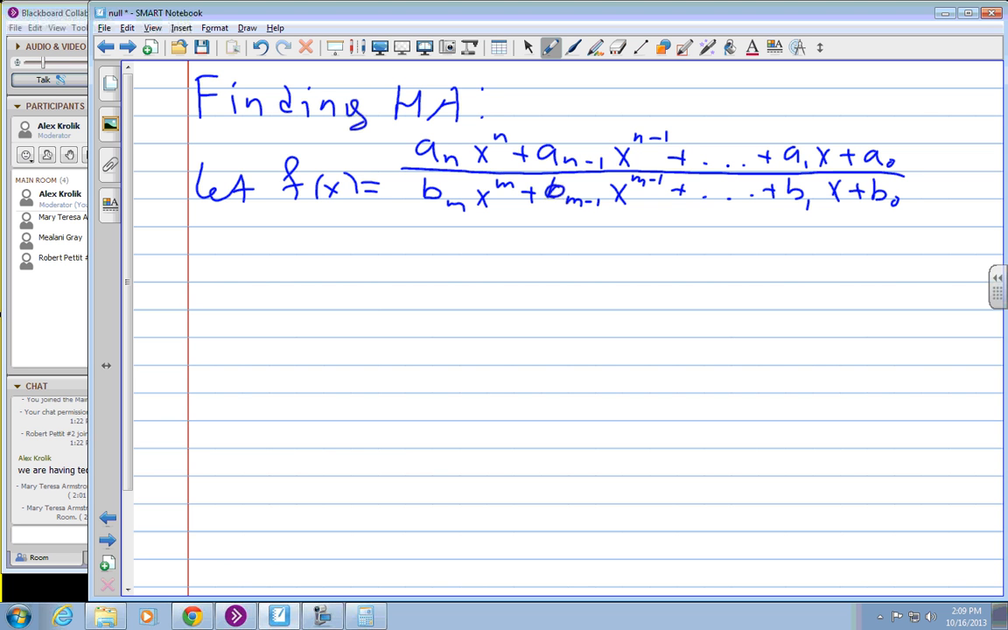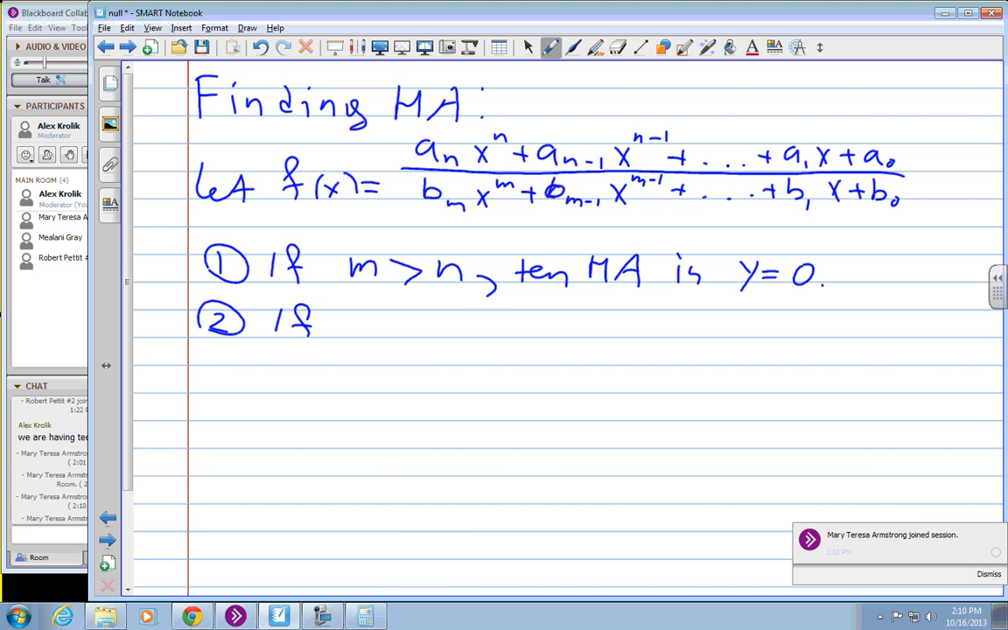So now, if m is greater than n, meaning degree of the denominator is bigger than degree of the numerator, what did we agree horizontal asymptote is going to be? If the denominator is bigger than the numerator, 0. Then horizontal asymptote is y equals 0. Okay? Is that nice?